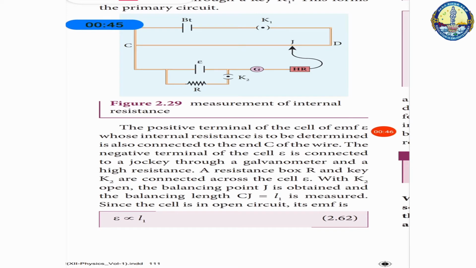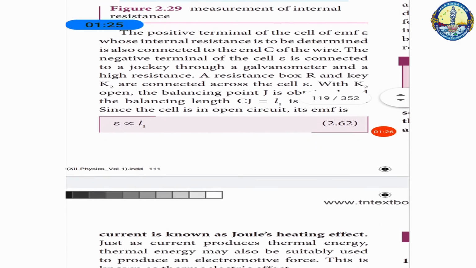The positive terminal of the cell of EMF epsilon, whose internal resistance is to be determined, is also connected to the end C of the wire. The negative terminal of the cell is connected through a jockey, the galvanometer and high resistance HR. A resistance box R and key K2 are connected across the cell epsilon. With K2 open, the balancing point J is obtained and the balancing length L1 is measured. Since the cell is open, its EMF is directly proportional to the length.